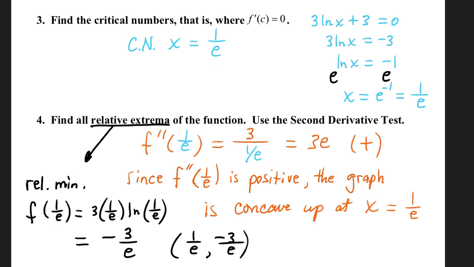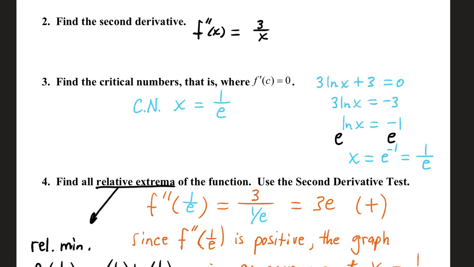Now, the point on the graph, the original, you have to put 1 over e into the original. 3 times 1 over e times the natural log of 1 over e. Natural log of 1 over e is -1. That's where this negative comes from. 3 times 1 over e, that's just 3 over e. Remember that the number you plug in and the number you get as an answer, that's an ordered pair. This ordered pair is where the relative minimum is in our graph. I'm going to scroll back up.